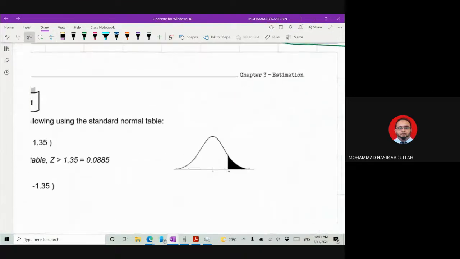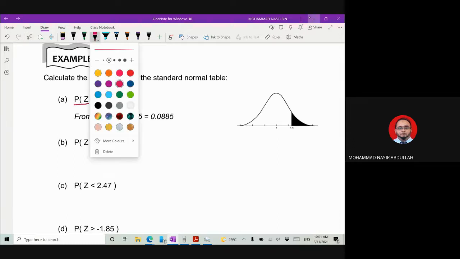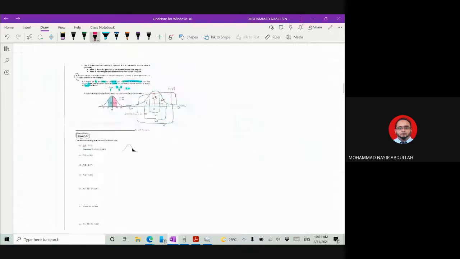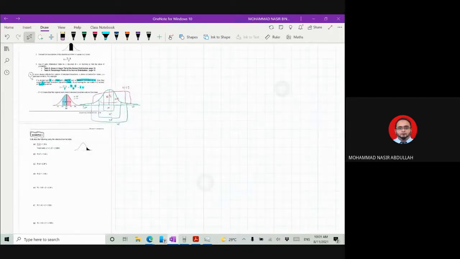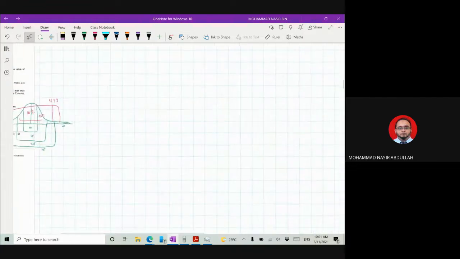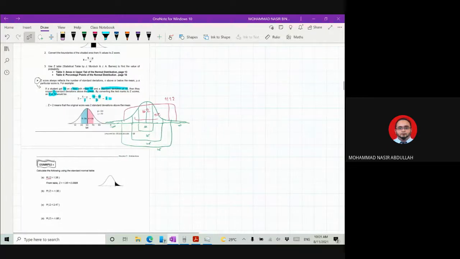Now let's look at example number 1. Let's notice the probability value. My screen hung for a moment.